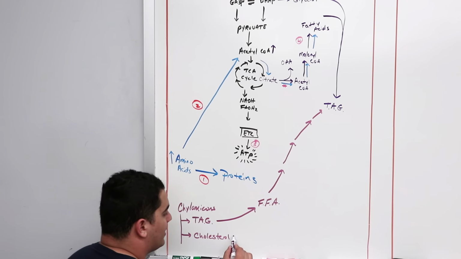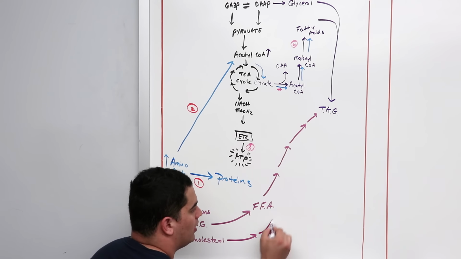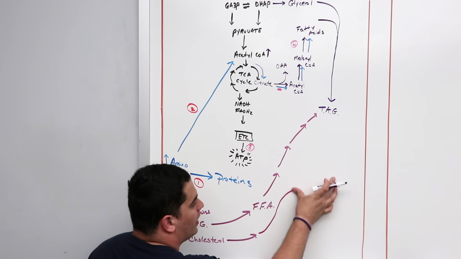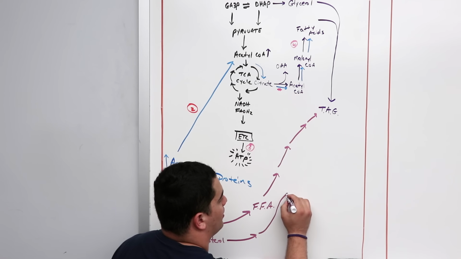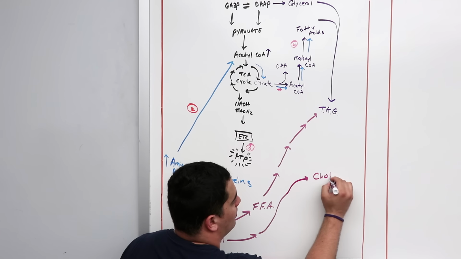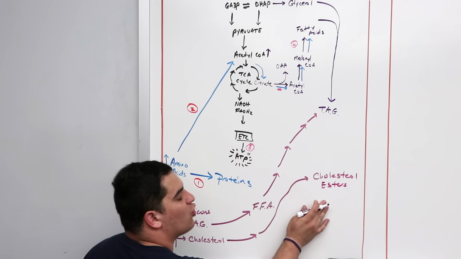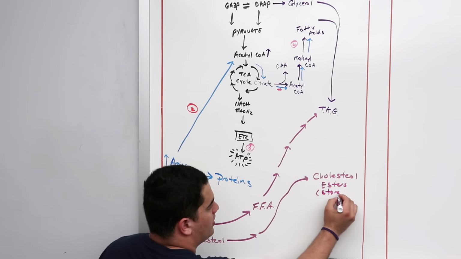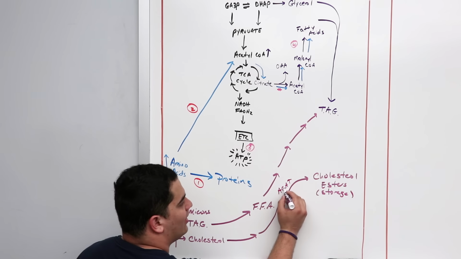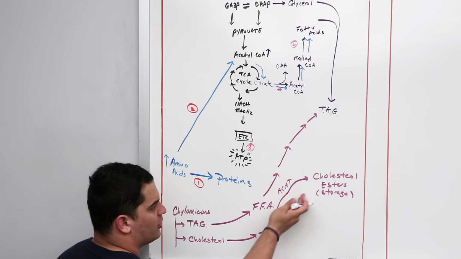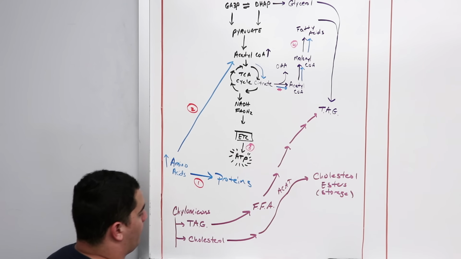So cholesterol in this time period has three fates. One fate is the formation of cholesterol esters. So let's take this and make cholesterol esters. If you remember, this is the storage form of cholesterol. So this is the storage form. And we use a particular enzyme to do this called ACAT, acyl-CoA acetyltransferase. All we're doing is adding an acyl group onto this cholesterol molecule.